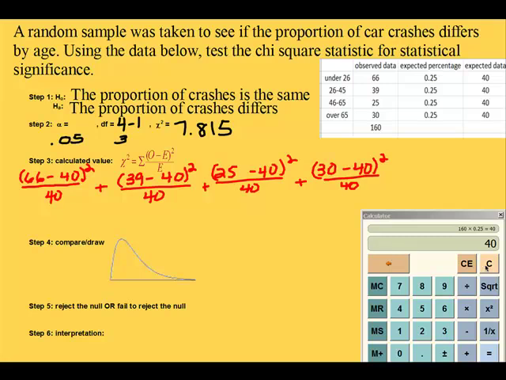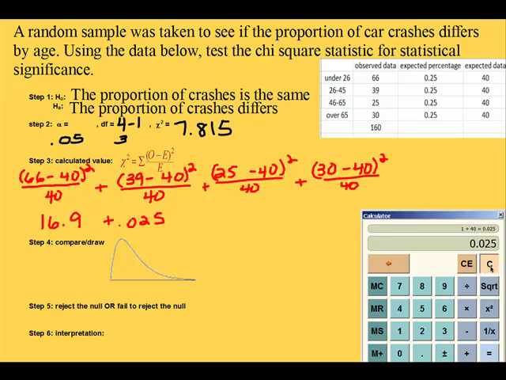Now we're actually going to do the calculations. With our rusty trusty calculator, 66 minus 40 gives us 26. Square it, then divide by the 40. 26 squared, and then divide that by 40 is 16.9. 39 minus 40 is 1. 1 divided by 40 is 0.025.